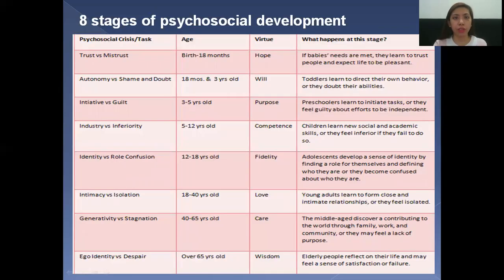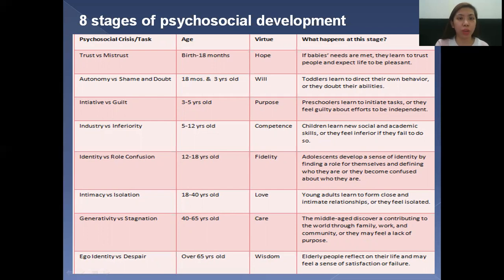Here are the 8 stages of psychosocial development. First, we have trust versus mistrust. This is when babies' needs are met and they learn to trust people and expect life to be pleasant. However, if the baby's needs are not met and they are neglected, they develop a sense of mistrust.